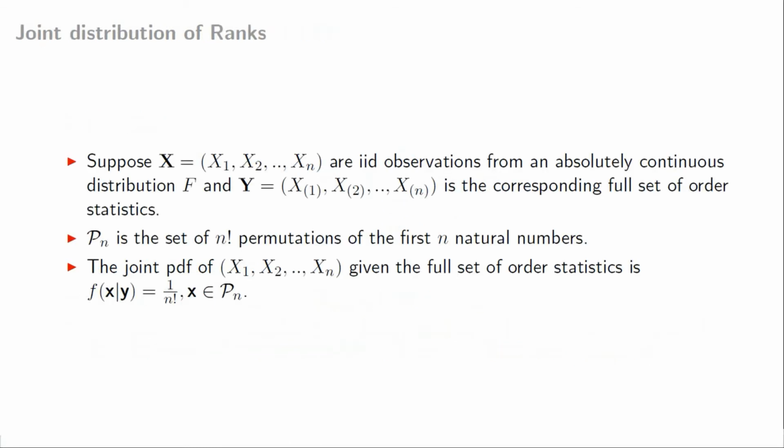Next, we shall discuss how to obtain the joint distribution of ranks. Suppose X1, X2, Xn are IID observations from an absolutely continuous distribution F, and Y is the corresponding full set of order statistics. Suppose Pn is the set of n factorial permutations of the first n natural numbers. Then the joint density of X1, X2, Xn given the full set of order statistics is 1 by n factorial, where x is any observation running over Pn, that is over the set of n factorial permutations of the first n natural numbers.